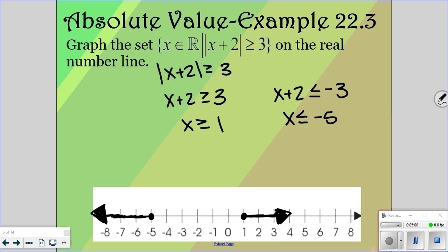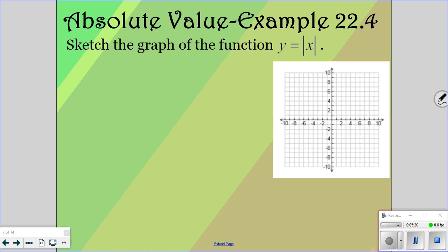So that may be review from Algebra 2 for y'all, but that's how I recommend trying to graph absolute values. You may have been taught a different way, and if you know how to do it another way, that's completely fine with me. But this is just the most straightforward way that I've found for people to be able to get these correct. Okay, so now we're going to sketch the graph of y equals the absolute value of x.